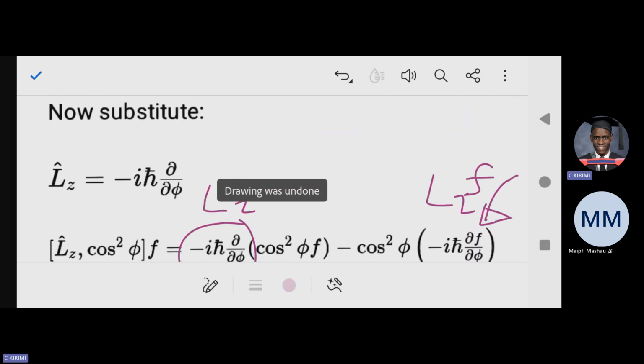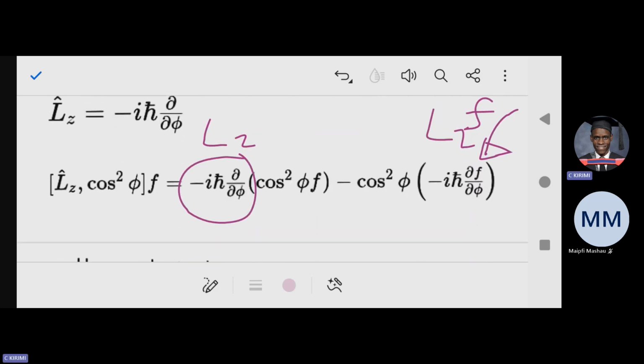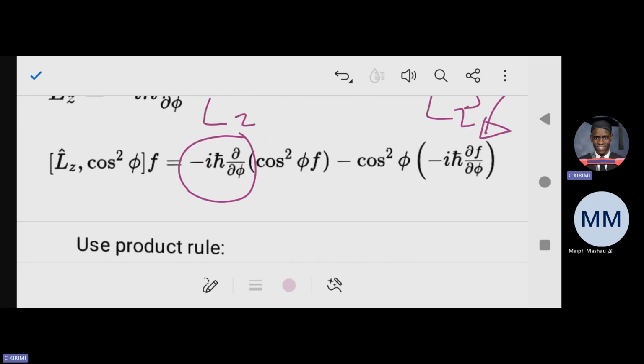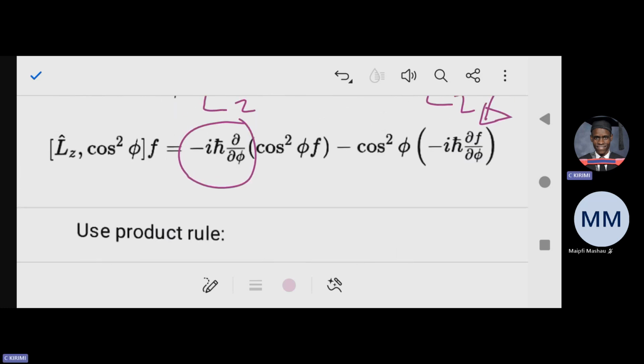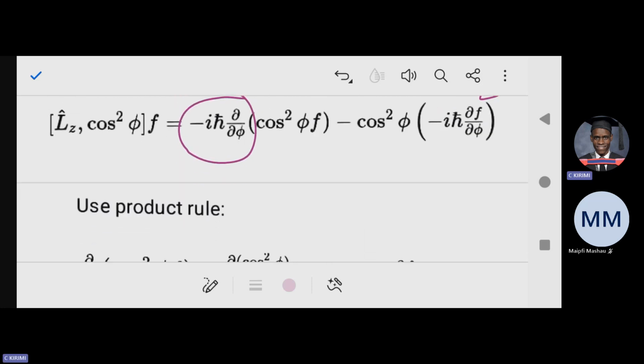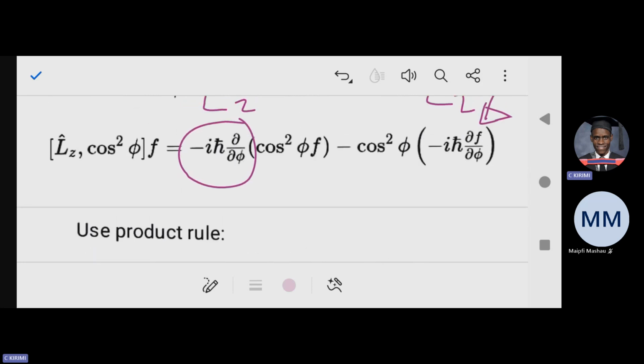All right. So from here, after we substitute the LZ, it's minus h bar, then partial phi of F, it was replaced by LZF. Then you put minus h bar partial. So now you just differentiate using the product rule. How do you differentiate? Let's start with the first one, LZ cos squared phi F. So which means we are having minus i h bar, which is a constant. i is a constant, h bar is also a constant. Then what we are going to differentiate is what is inside the bracket.